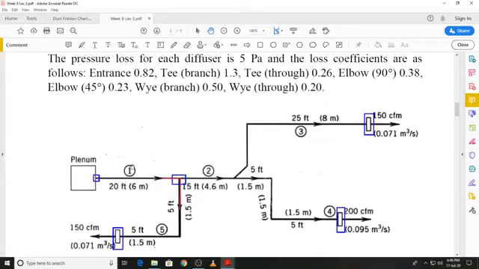So when we move from segment 1 to segment 5, we will include the loss coefficient T branch. On the other hand, T through means that we simply go through the T from one segment into the next segment, that is from segment 1 to segment 2. So we have different loss coefficients depending on whether we are going through that fitting or from that fitting into a branch. Then we have an elbow, a 90-degree elbow.